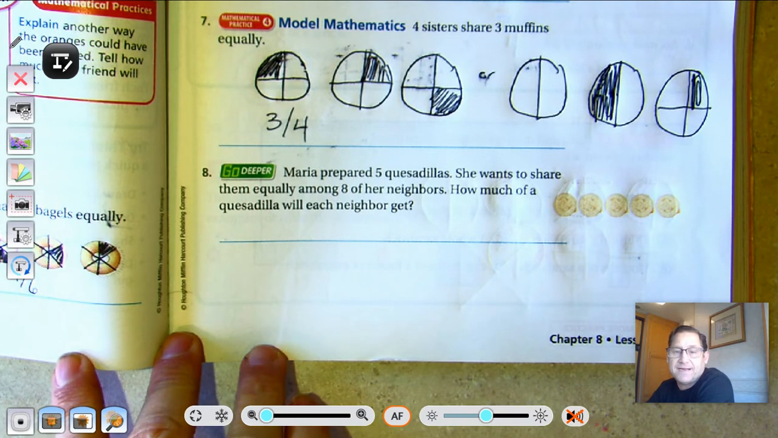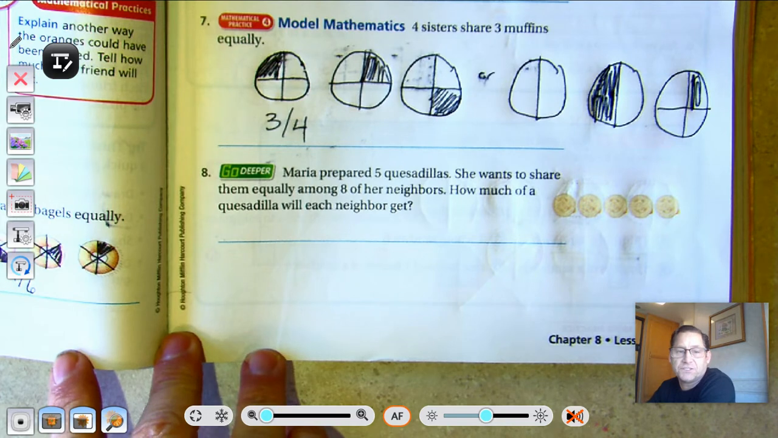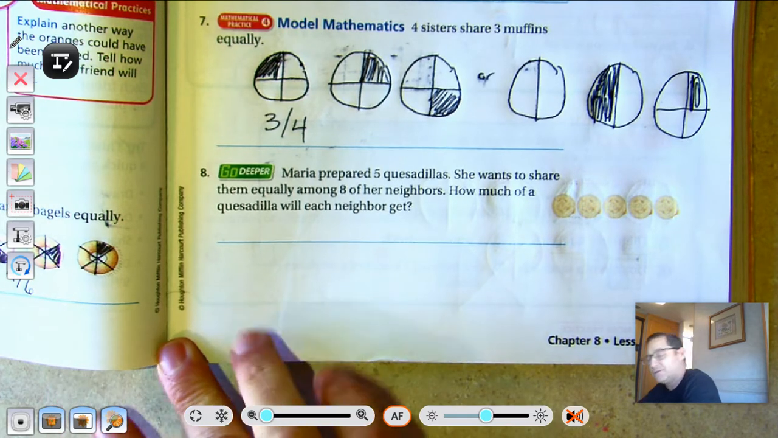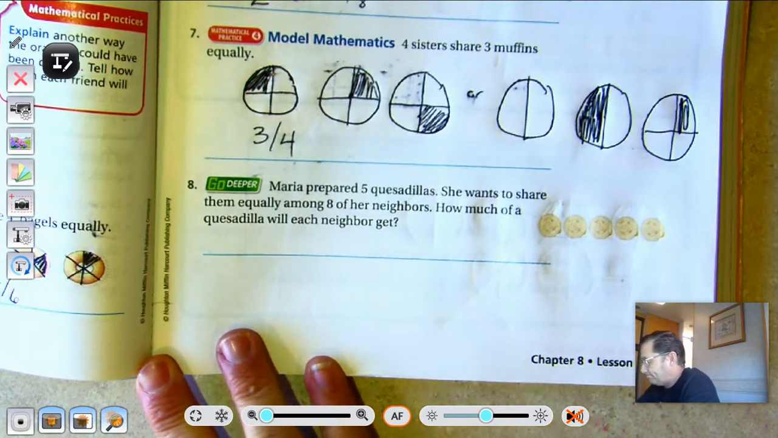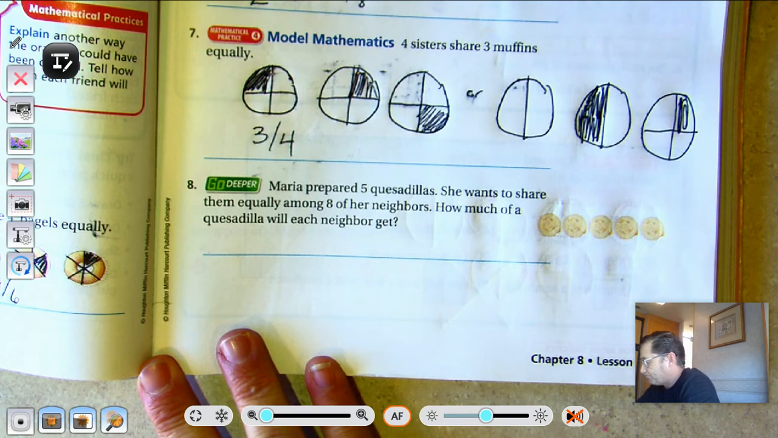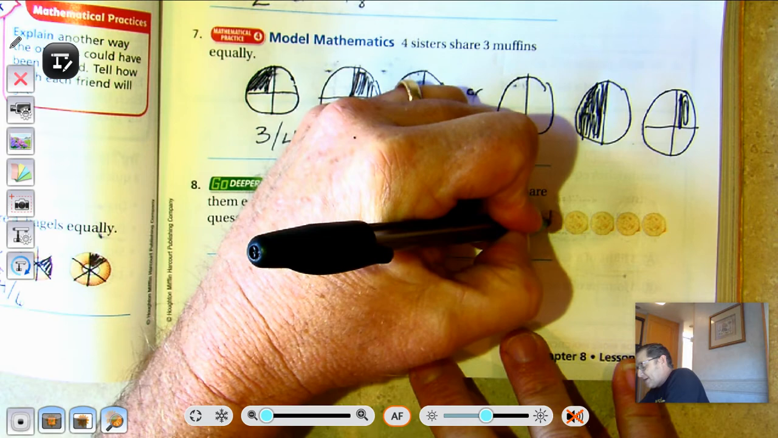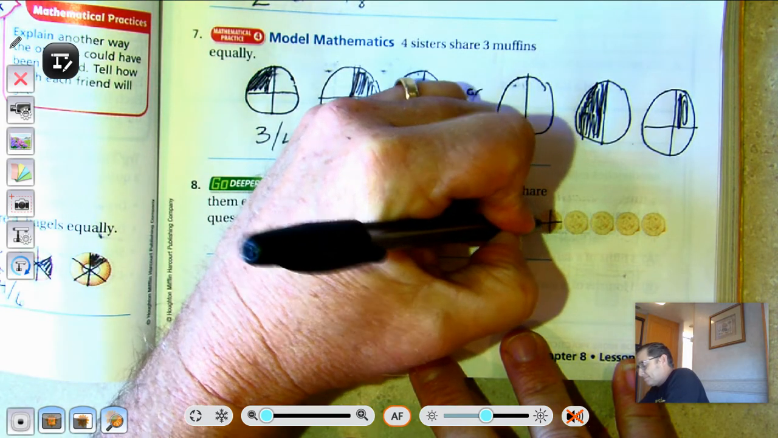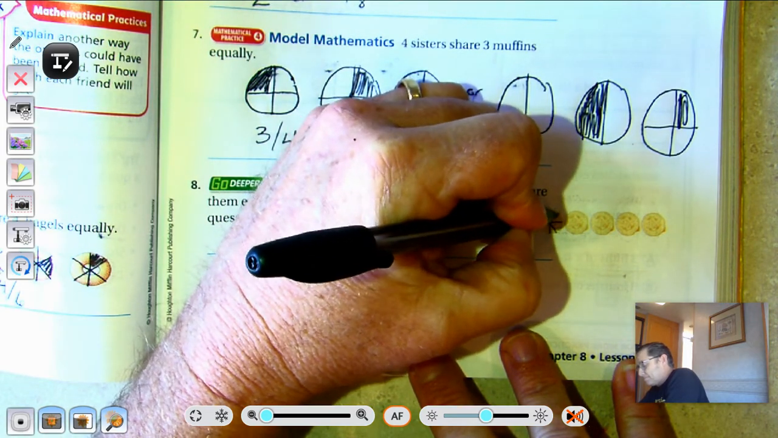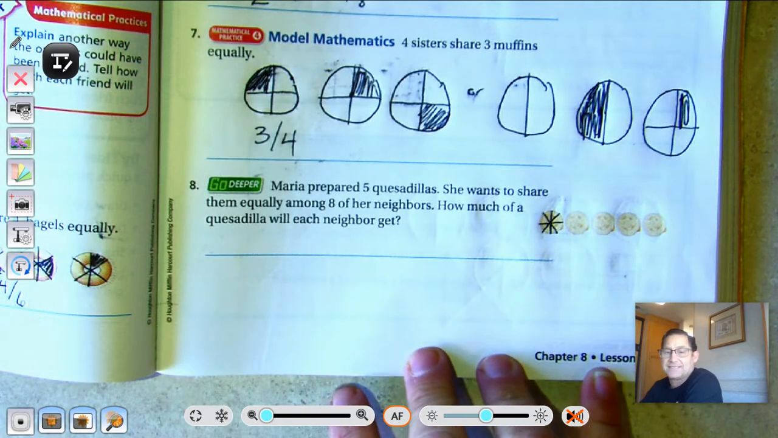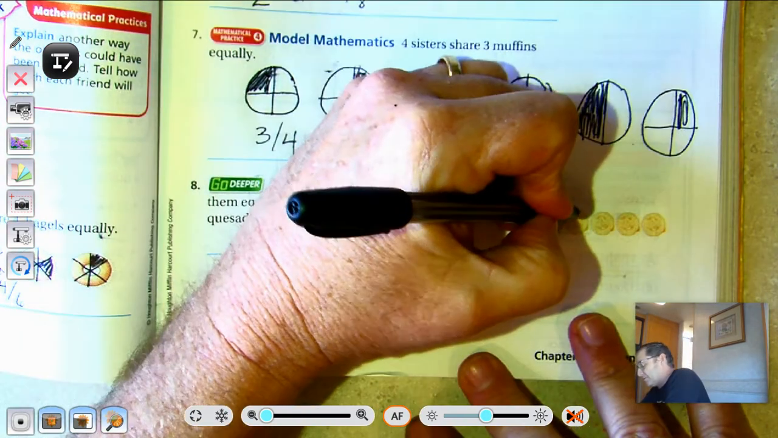Maria prepared 5 quesadillas. Okay, she wants to share them equally among 8 of her neighbors. Okay, so we take each quesadilla and make it into 8 slices. Okay, so do that first.